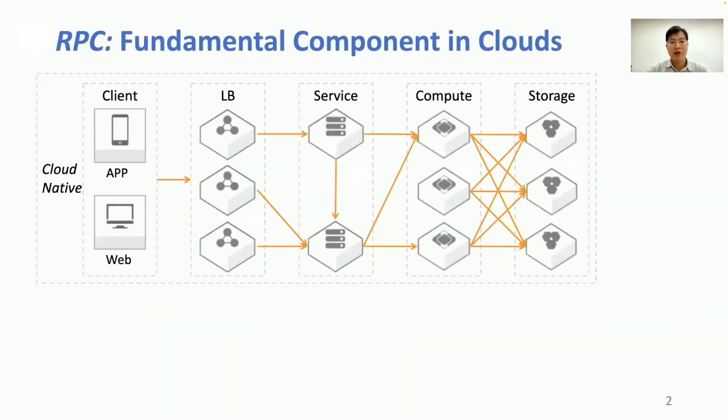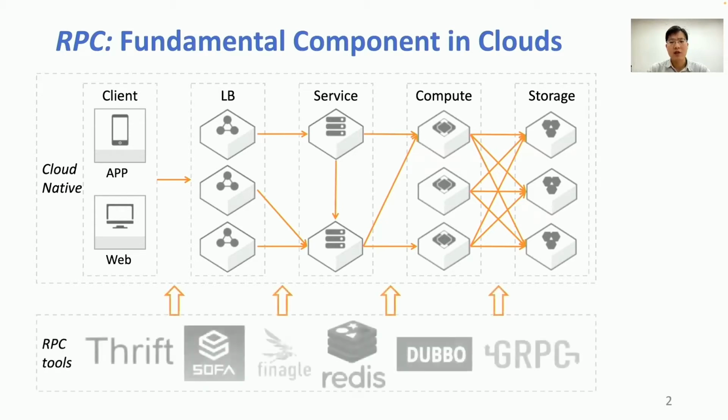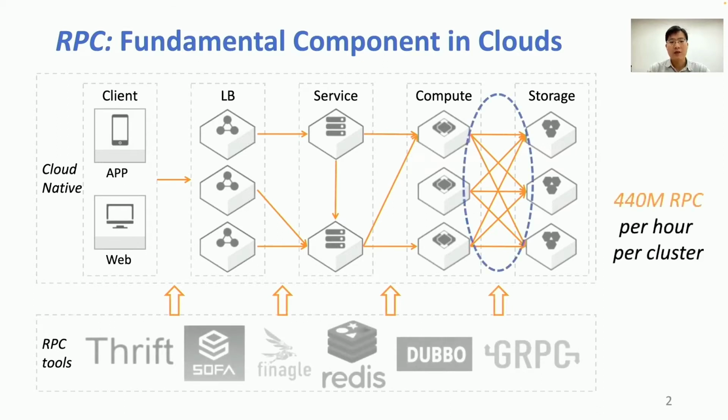Modern cloud applications are embracing cloud native by reconstructing monolithic applications into microservices. Remote procedure calls, or RPCs, are widely used for communication between microservices and have become a fundamental component in clouds. There are 440 million RPCs per hour per storage cluster in Alibaba Cloud.